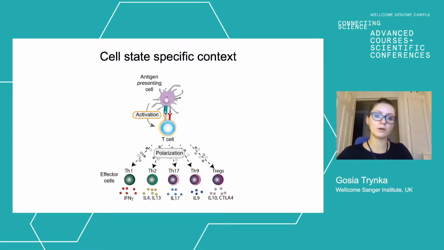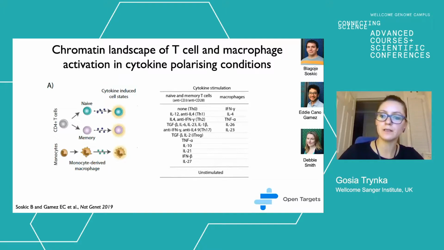way. So we devised a project that was funded by the Open Targets and really has been driven by fantastic, very talented trainees in the group, Blage, who's a postdoc, and Eddie, who's a PhD student, together with Debbie. The goal of this project was to isolate CD4 T cells and monocytes, which are an antigen-presenting cell type, isolate those cell types and stimulate them in the presence of different cytokines, which you can see in here.